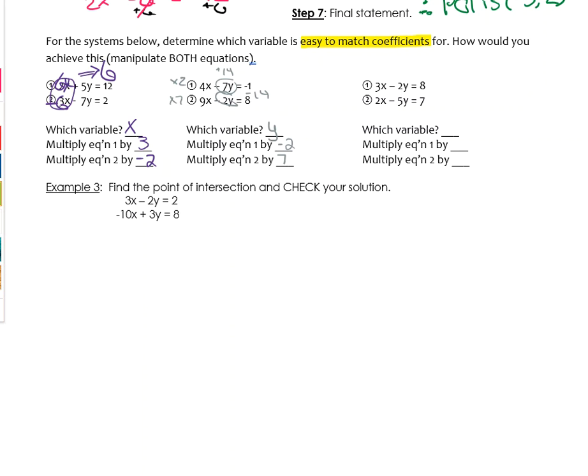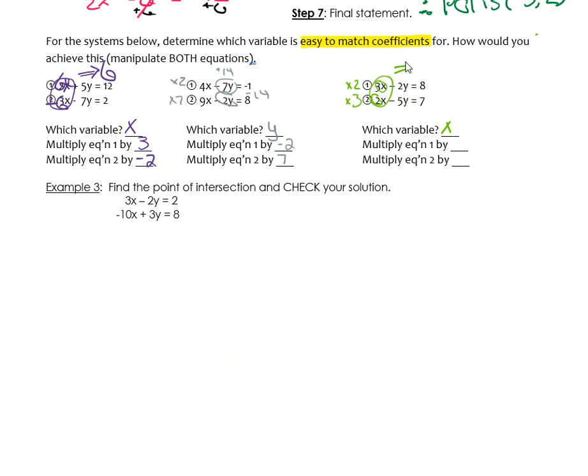Okay, now how about the third set? Which variable do you want to match, the x's or the y's? I think the x's look easier. A 3 and a 2, those are nice small numbers, while a 2 and a 5 are getting a little big. So let's make the x's match. How would we do that? We'd multiply them by whatever the other number was. This is a 2, which means I have to multiply the top one by a 2. The first one has a 3 in it, so I have to multiply the bottom one by a 3.